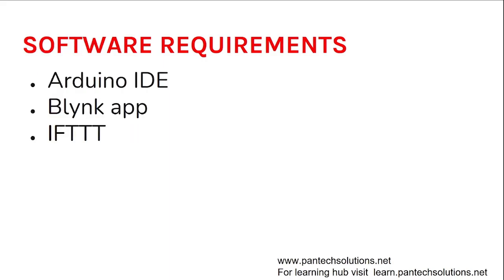Software requirements: you need Arduino IDE with the board support manager for NodeMCU. You have to install the JSON file for the NodeMCU, and then you have to install the Blynk examples and the Blynk libraries. You need an account on the Blynk app, and you need an account on IFTTT. IFTTT means if this then that. So these are the software requirements for this project.